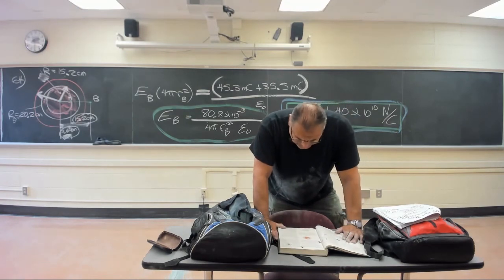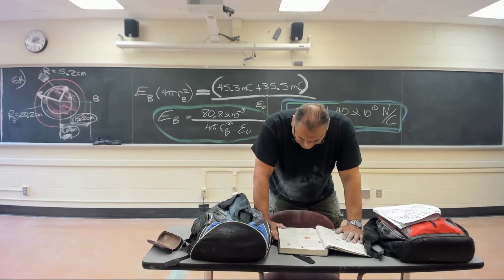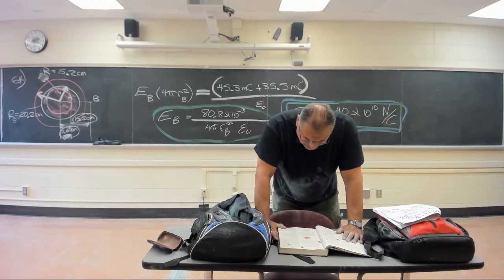For problem number 67, a solid plastic sphere of radius capital R sub 1 equals 8 centimeters is concentric with an aluminum spherical shell. That's a conductor. The other one's not. Let me say this again. A solid plastic sphere of radius R sub 1 equals 8 centimeters is concentric with an aluminum spherical shell with inner radius R sub 2 equals 14 centimeters and outer radius R sub 3 equals 17 centimeters. So it's 3 centimeters thick.